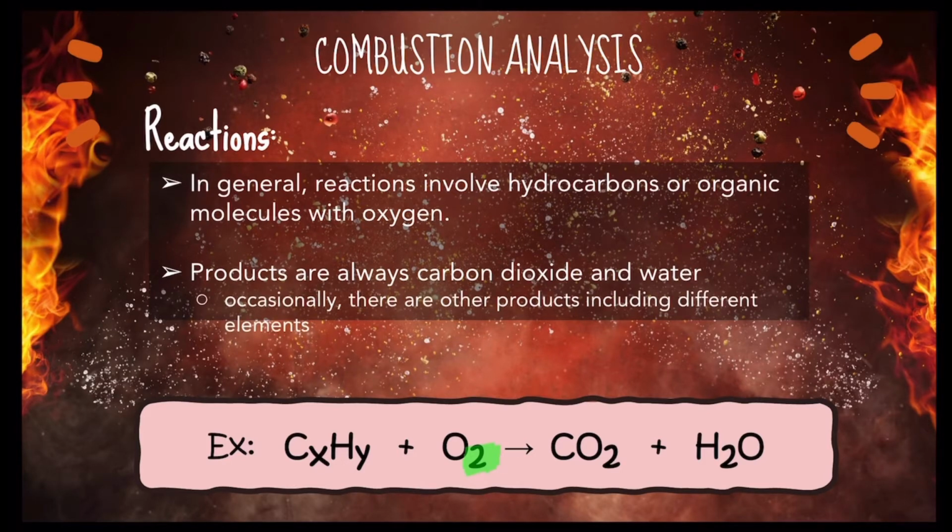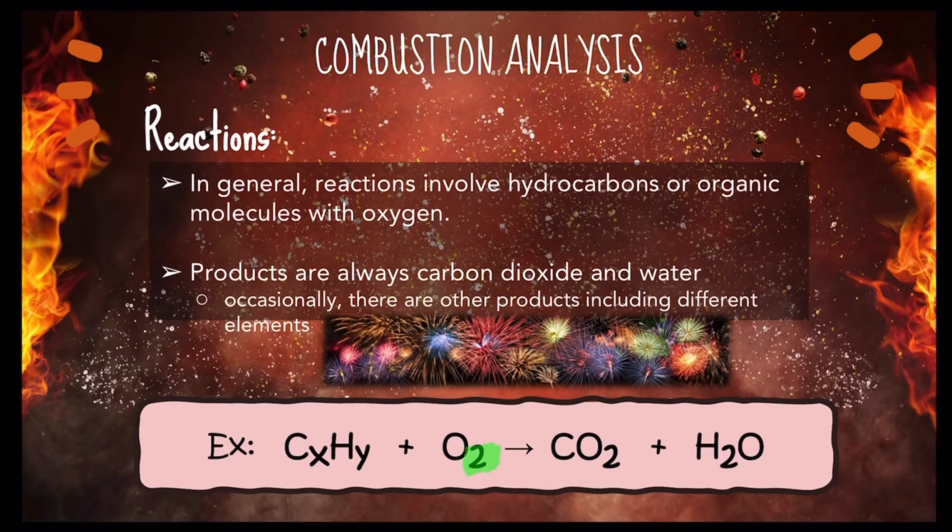Occasionally, there are other products including different elements. For example, in fireworks, different metallic compounds are used to produce unique colors as well as for the whistling and crackling effects.